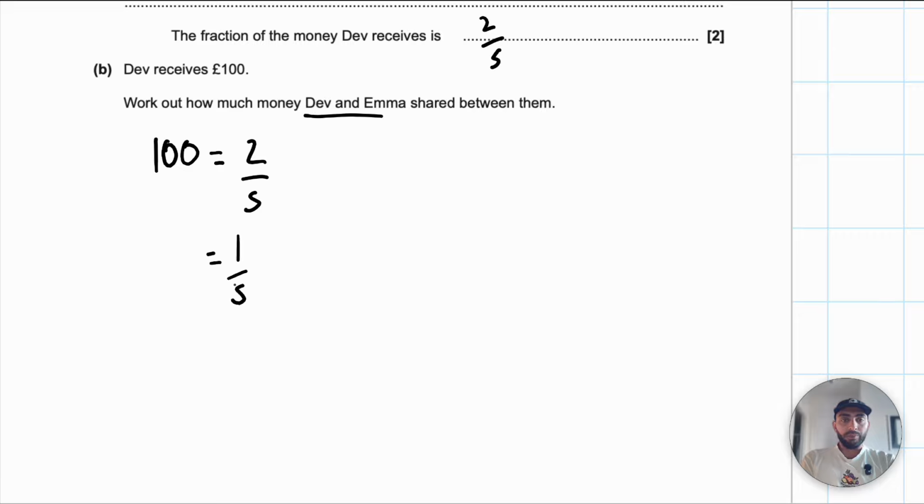So for 1/5, on the right hand side, I've divided by 2. So on the left hand side, I need to divide by 2. 100 divided by 2 is 50. And then I need to multiply it by 5. So I get 5/5. 50 times 5 is 250.